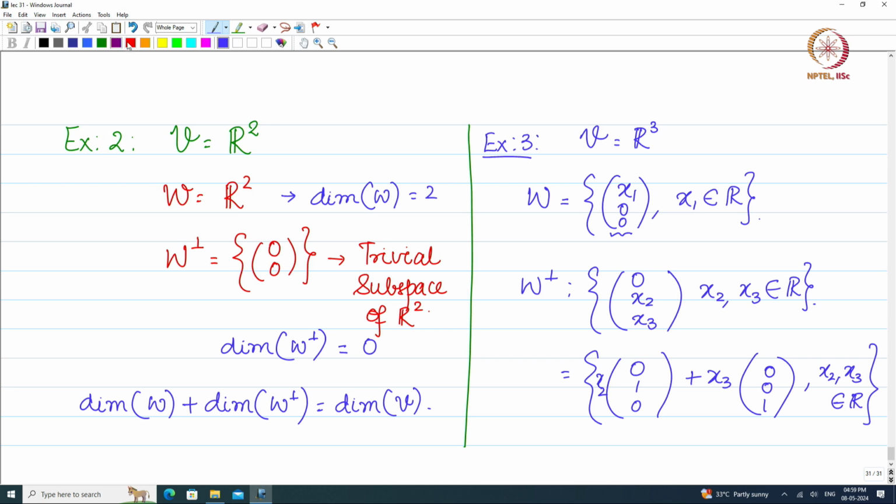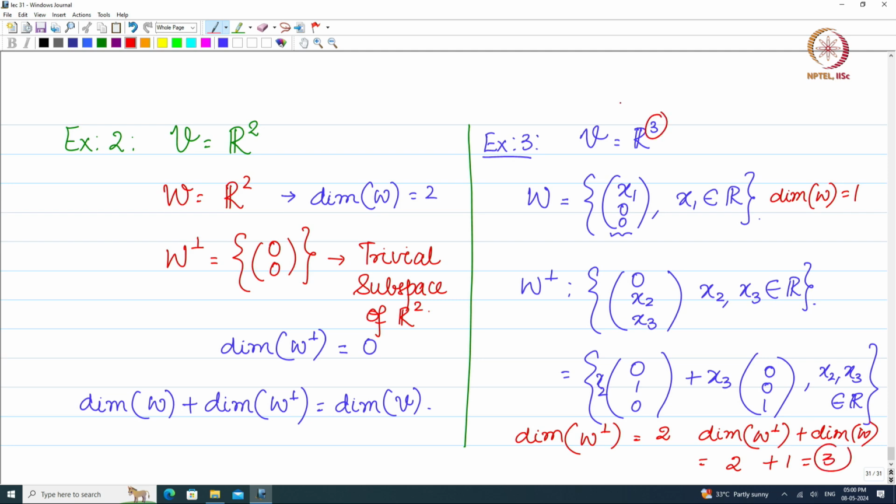We can see that here also. What is the dimension of W? Dimension of W was 1. What is the dimension of W perpendicular? Dimension of W perpendicular is basically 2, right. It is a plane, so it is 2. So what is dimension of W plus dimension of W perpendicular? It is basically 2 plus 1, which is 3, which is the same as the dimension of V. So whenever you have the orthogonal complement of a subspace, we see that the dimension of the subspace plus the dimension of its orthogonal complement add up to the dimension of the vector space to which they belong. Is that clear?